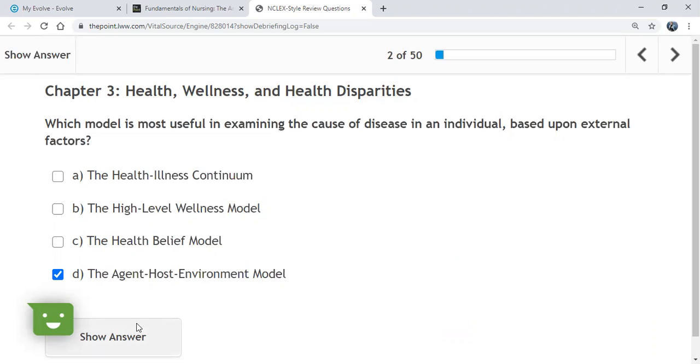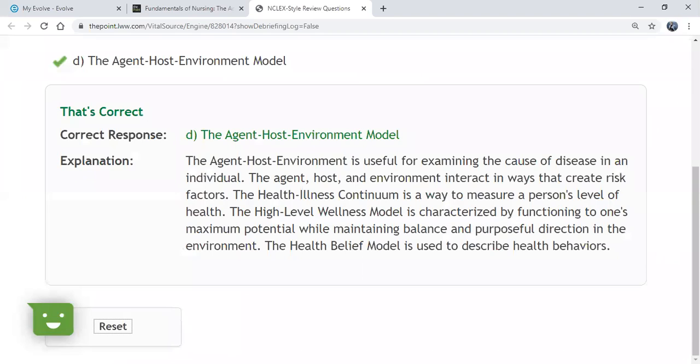Environment. And you know how bacteria and stuff enters the body, right? We have to have those different things. We have to have that virus or that bacteria. You have to have a host. You have to have an entry portal. All those different things that put that person at risk for contracting that disease or that illness, right? So that's what that agent host environment model is about.